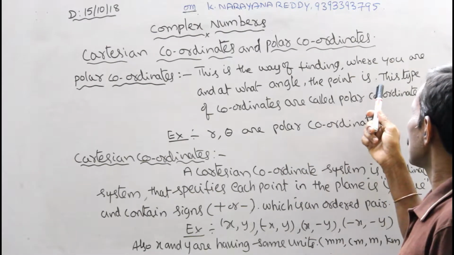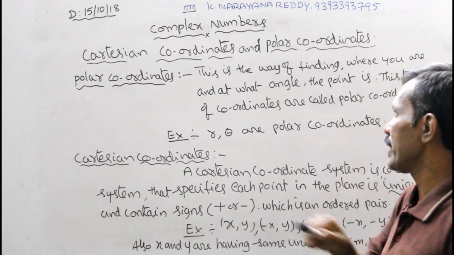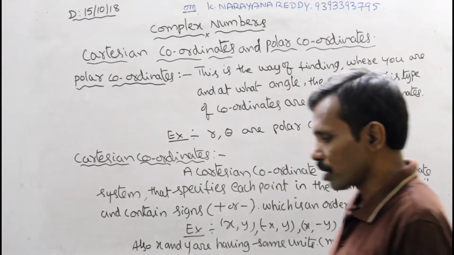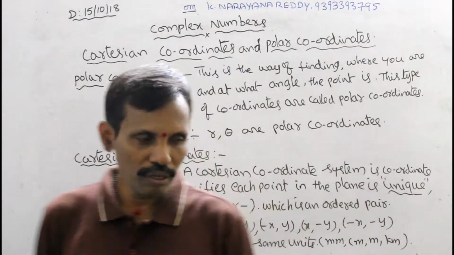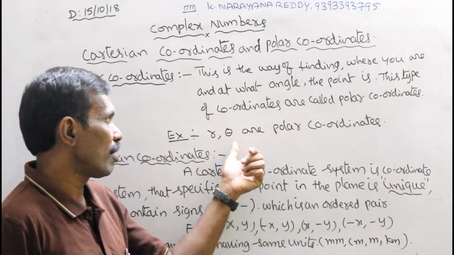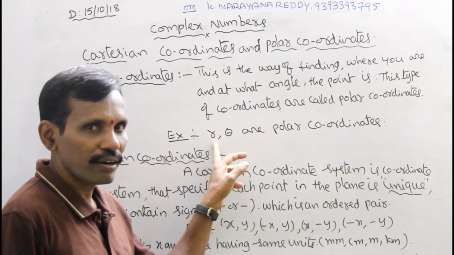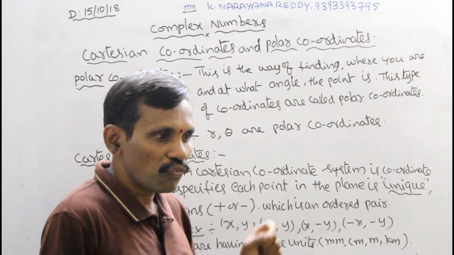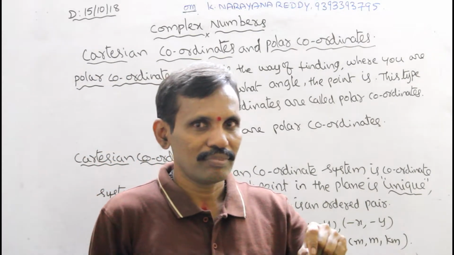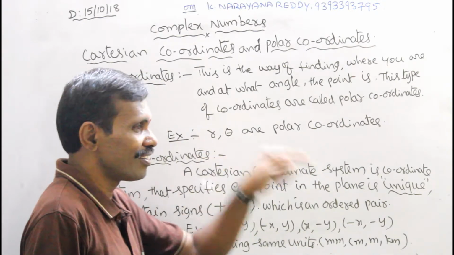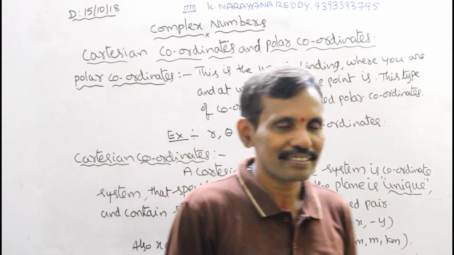The point is at what angle the point is. This type of coordinates are called polar coordinates. Example, r, theta are polar coordinates. r means where you are from the origin, and at what angle, that is theta. These coordinates are called polar coordinates.